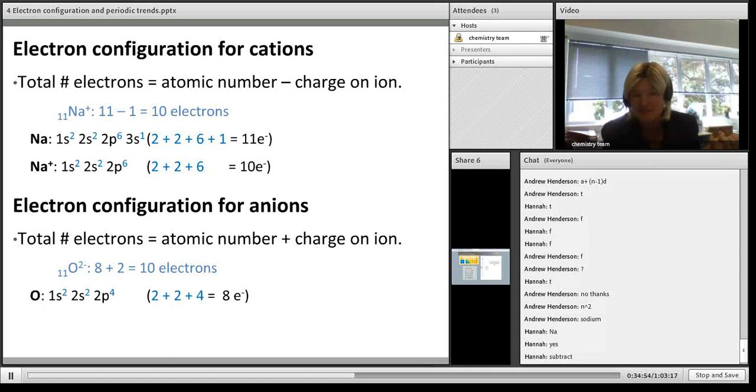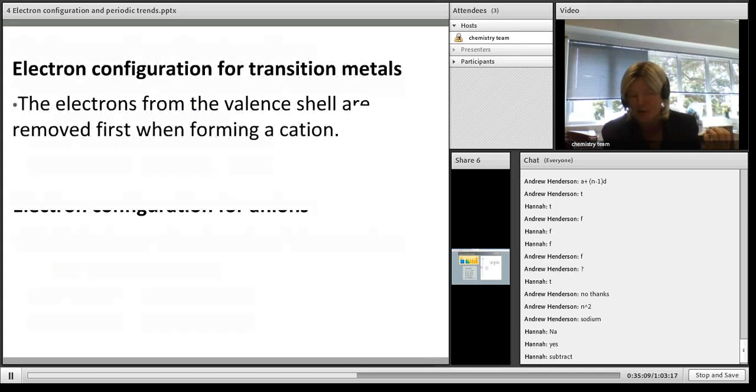Oxygen has got 8 electrons. So you would expect it normally to have 8 electrons, but if I have the oxide ion, it's going to have 2 more electrons, so it'll have 10 electrons.